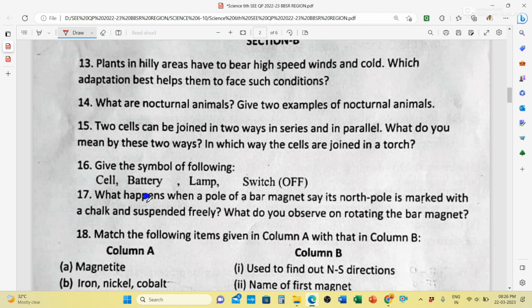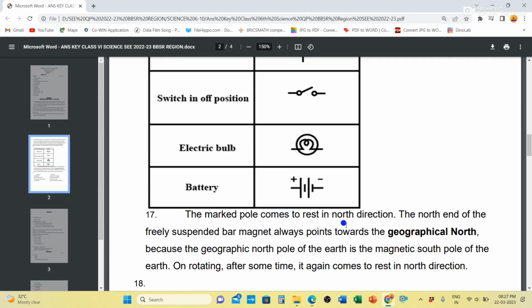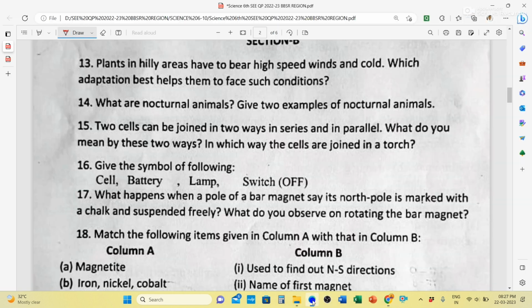What happens when the north pole of a bar magnet is marked with chalk and suspended freely? What do you observe on rotating the bar magnet? The marked pole comes to rest in the north direction. The north end of the freely suspended bar magnet always points toward the geographical north, because the geographical north pole of the earth is the magnetic south pole of the earth. On rotating, after some time, it again comes to rest in the north direction only.